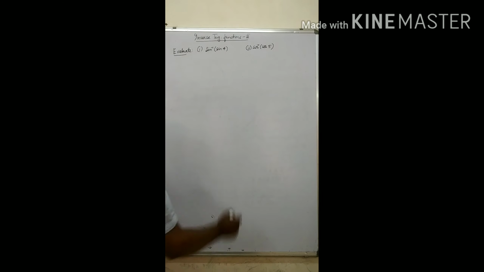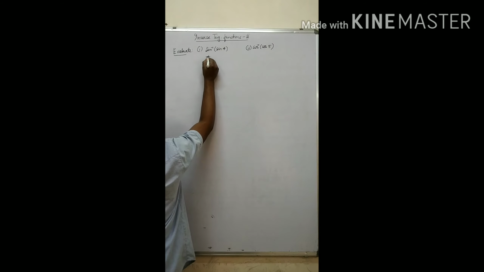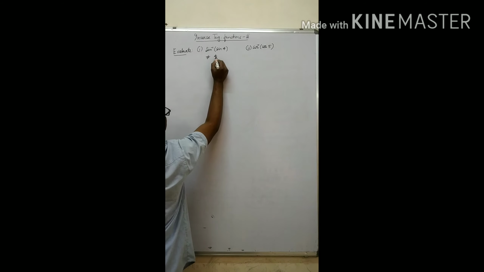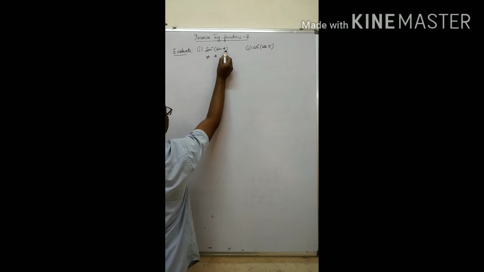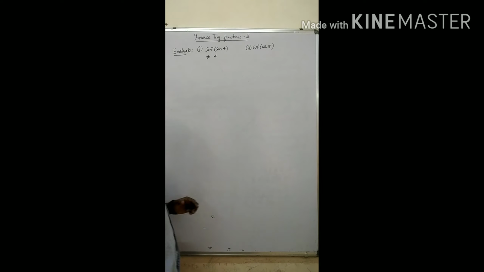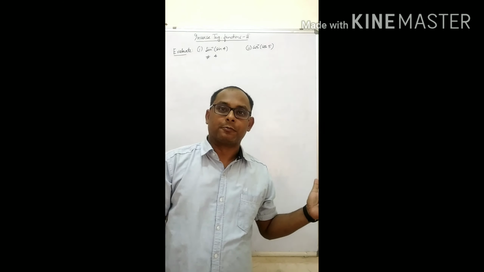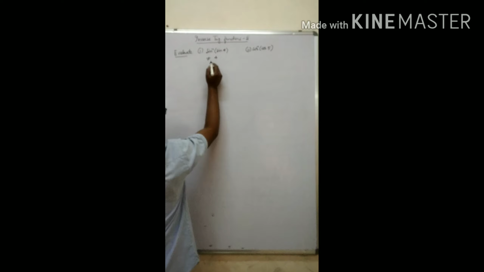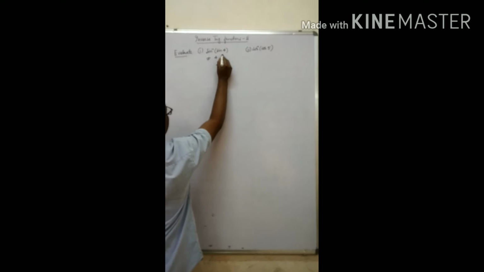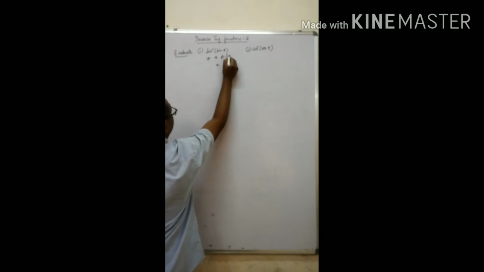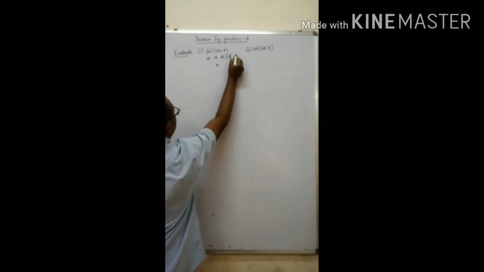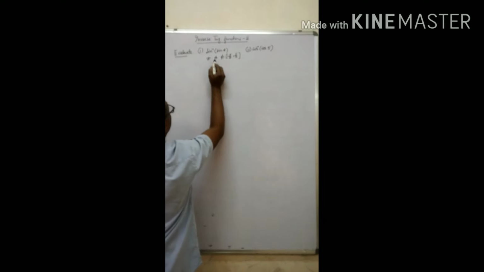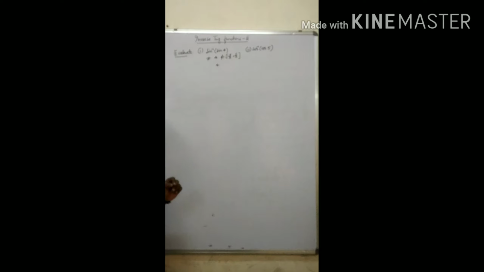Now this cannot be written as 4 simply, because sine inverse of sine theta is theta only if theta is lying between minus pi by 2 to pi by 2. So this 4 is not lying in that interval, minus pi by 2 to pi by 2, so we cannot write this to be equal to 4.